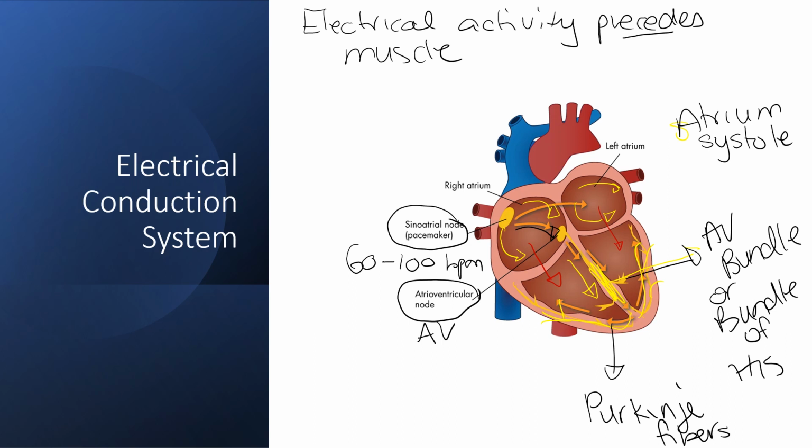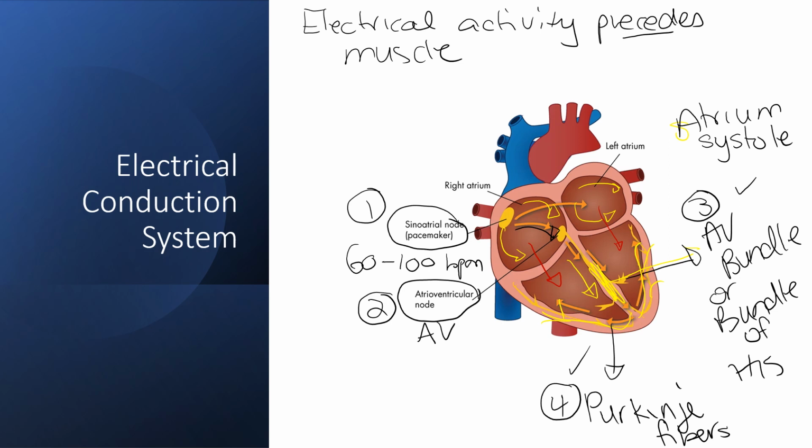So there are 4 parts to the conduction system. Number 1, the SA node. Number 2, the AV node. Number 3, the AV bundle or the bundle of His. And number 4, the Purkinje fibers. When the current moves to number 3 and number 4, the current is spread over the right ventricle and the left ventricle, and our ventricles will now go into systole, meaning they will squeeze and they will eject their blood.